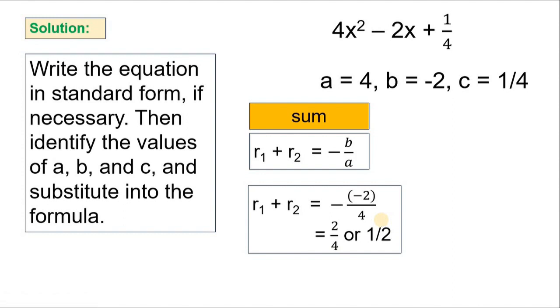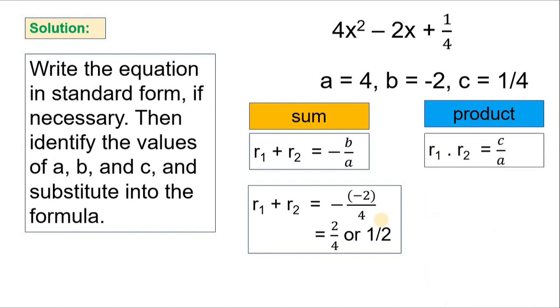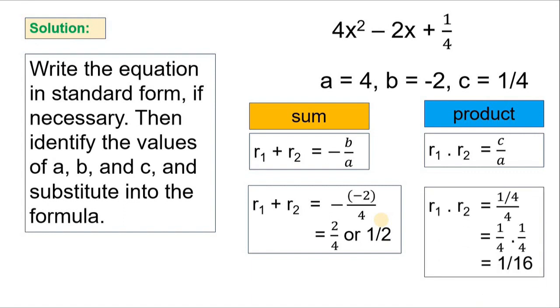Para naman sa ating product, the formula again is, right, C over A. Our C is 1/4, our A is 4. So that's 1/4 over 4. So how to divide fractions? Take the reciprocal of the divisor. So anong reciprocal ng 4? 1/4. So 1/4, yan yung nasa taas, times yung reciprocal ng 4, which is 1/4, yan yung denominator sa baba. So 1 times 1 is 1, 4 times 4 is 16.